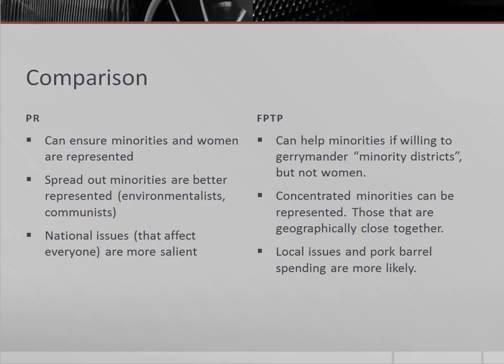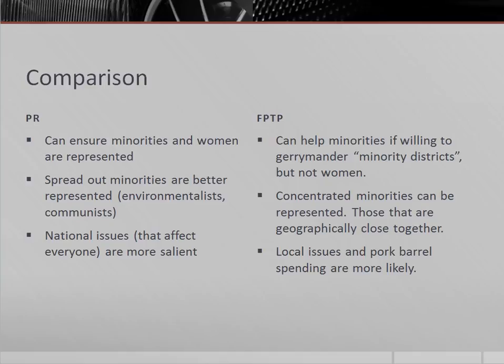In PR systems, spread out minorities are going to certainly be better represented. So environmentalists and communists and other sort of minority preferences are going to be represented much better, because at the end of the day, if you're 5% of the vote or 10% of the vote, you can get some seats usually. Whereas if you're 5 to 10% of the vote in the United States or in the UK, you get no seats whatsoever because you can't win a district. So in first-past-the-post systems, on the other hand, concentrated minorities can be represented, but those that are geographically dispersed can't.